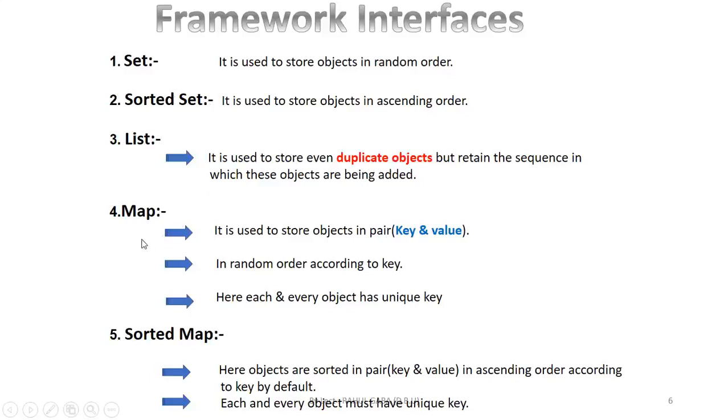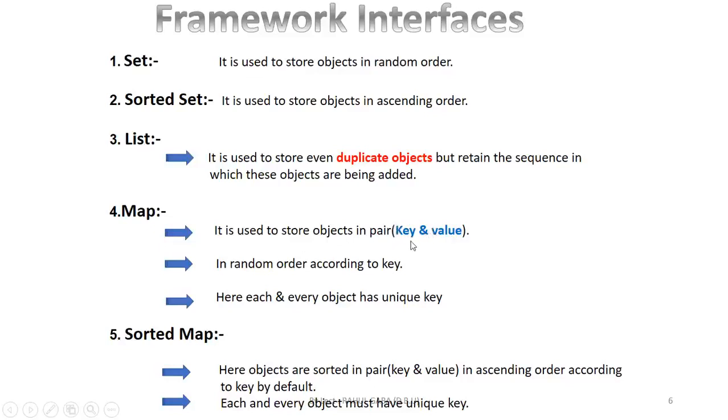And the next collection is map. What is the property of map and why do we use it? See, it is used to store objects in pairs. Whenever you are using map, you have to store the data in pairs. What is the meaning of pair? A pair contains two elements: first is the key, and second is the value corresponding to that key. Remember one thing, the key will be unique in every case.